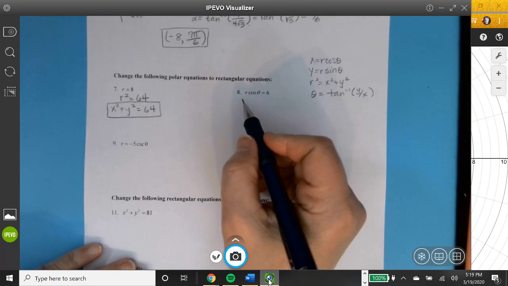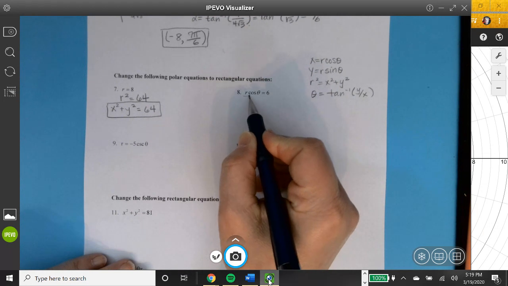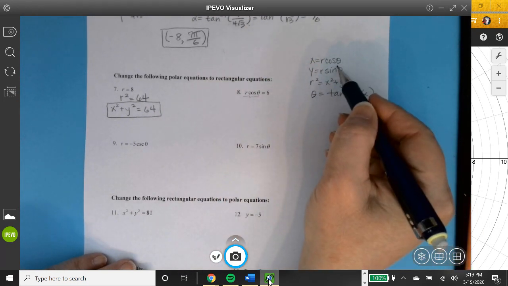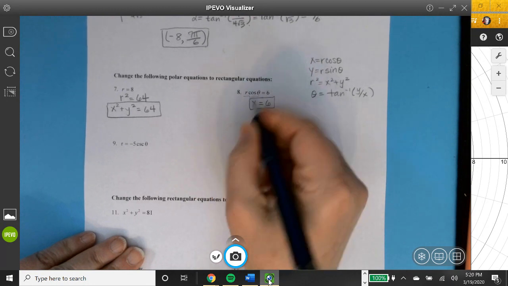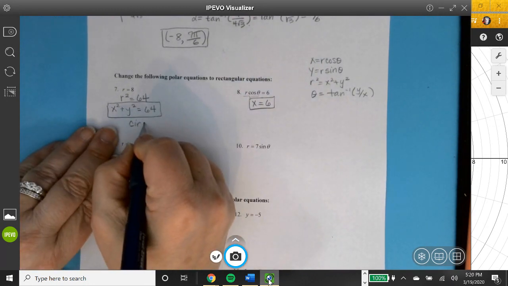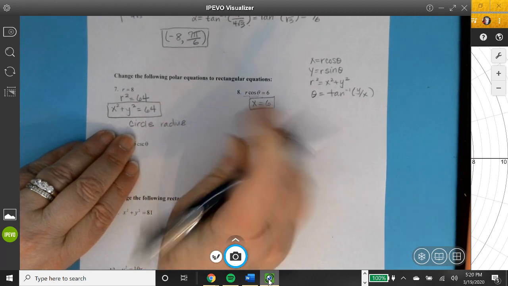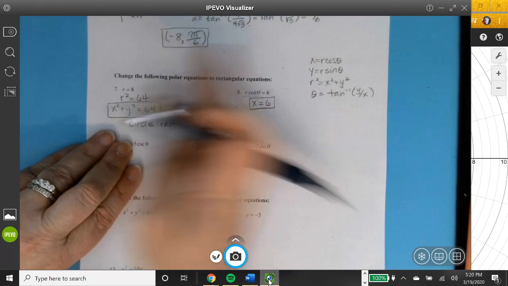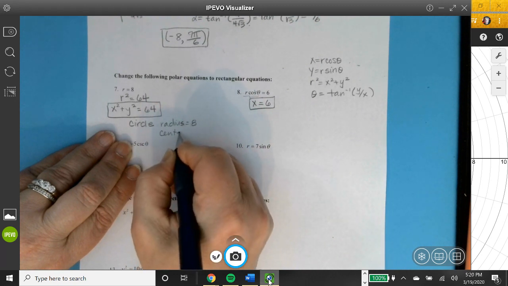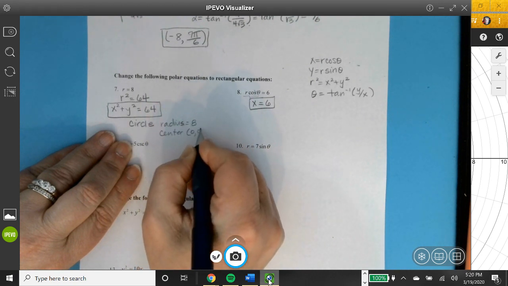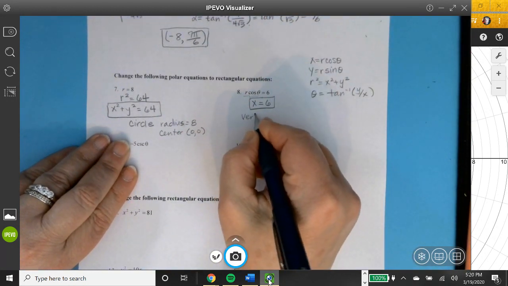All right, well, number 8 says r cosine theta equals 6. Well, where have I seen this before? Well, lo and behold, r cosine theta is x. So this is x equals 6. Done. This is a vertical line. Wait, I'm going to say this is a circle. Radius equals 8, and the center here is 0, 0. This right here is a vertical line.